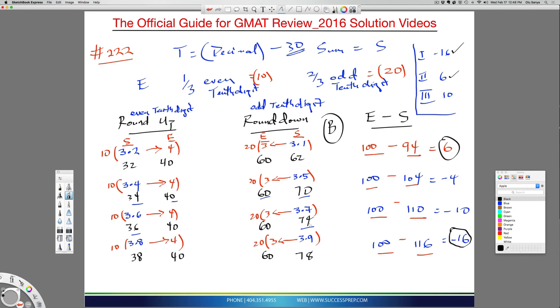You're not going to get every question right. You just want to be able to get questions that are really solid at your level, and for everyone it is different. This is an adaptive test, so you want to be aware of that. So that's how you do this question. The answer is B.